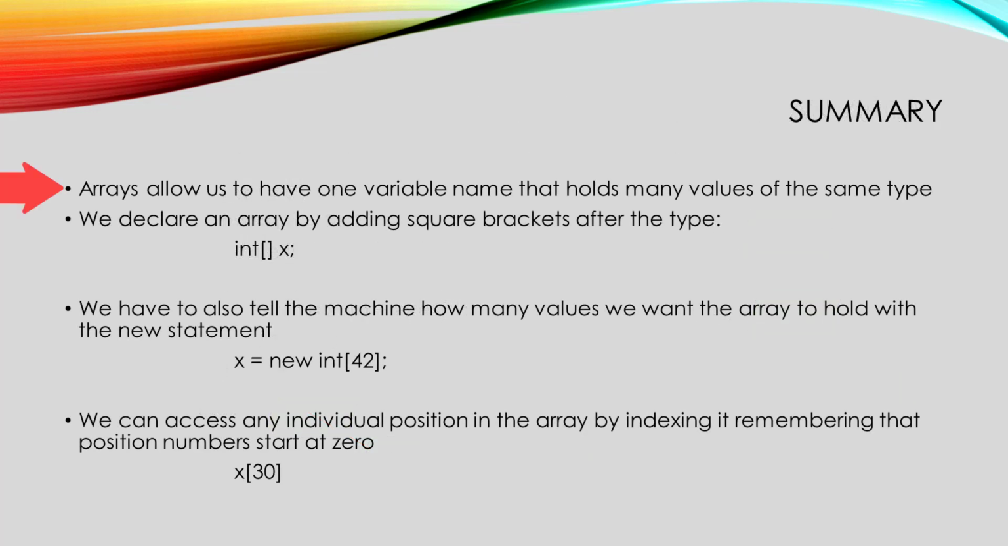When we want to store a bunch of values of the same type, we can use arrays. Setting up an array requires adding square brackets to the variable's declaration and using the new statement to allocate the memory for the number of spaces we want it to hold. Once it is set up, we can index the array to access any position, but we need to remember that the first position of the array is always 0.